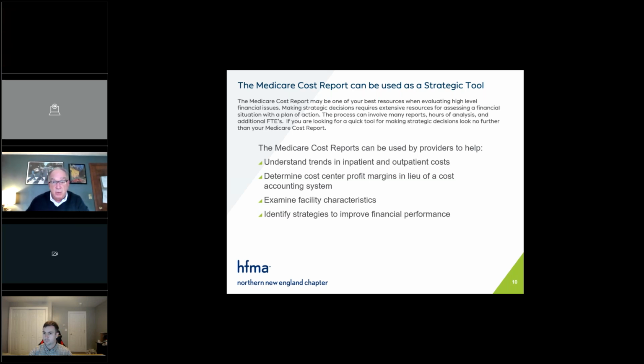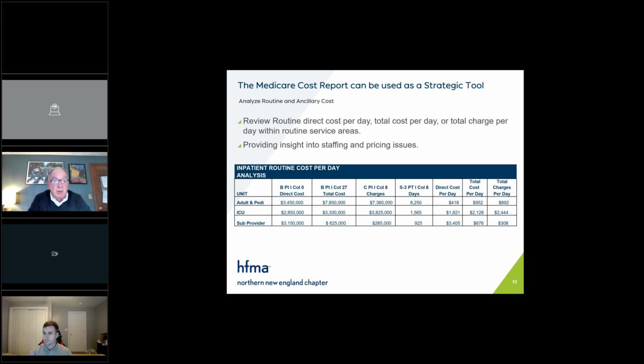So what kind of strategies can you look at? You can analyze things like routine direct cost per patient day. In this analysis, we're looking at direct cost and total cost. In column 1, we have direct cost, which is direct salaries and other expenses. In the next column, we have what we call total cost, fully loaded cost, which is direct cost and all the overhead that was allocated to the department, in this case, adult and PD.